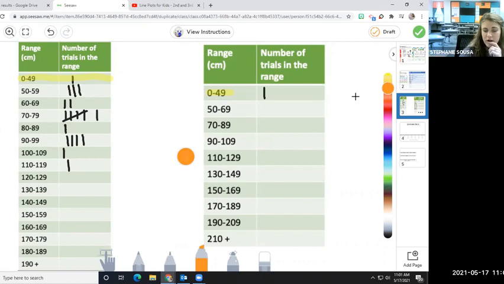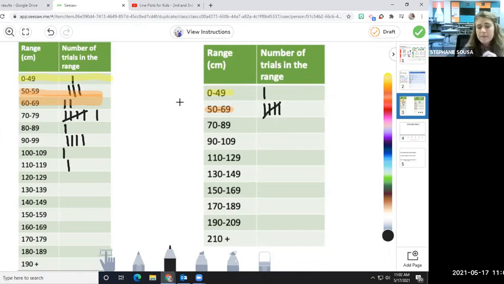Grab a different color highlighter. Look at this range. This is 50 to 69. So that includes this range and this range. It's combining them. See that? That goes from 50 to 60. So let's tally how many we have in both of these. 1, 2, 3, 4, 5. 1, 2, 3, 4, 5.